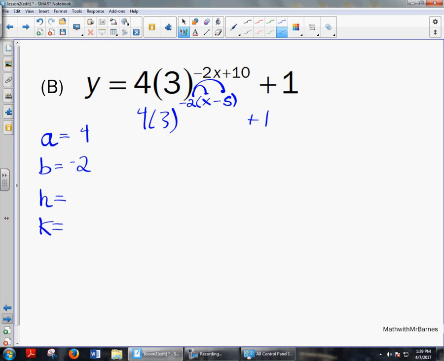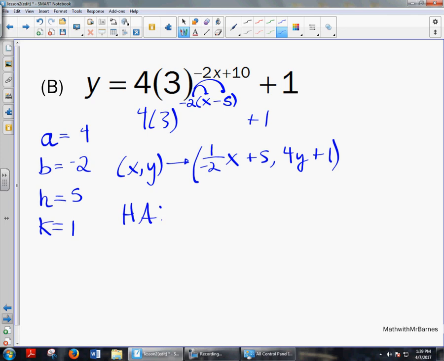So my H value in this case is 5, and my K value is 1. My mapping rule is going to look like this. It's 1 over B, so 1 over -2, that's just -1/2 X plus H, so plus 5, and then AY, so 4Y plus 1. Now the next step is to go ahead and find the HA. The HA is just K is equal to 1, so that means that Y is equal to 1. The equation of the HA is always Y equals; make sure you put that in. And then I'll write the range. The domain is the same as the last one.